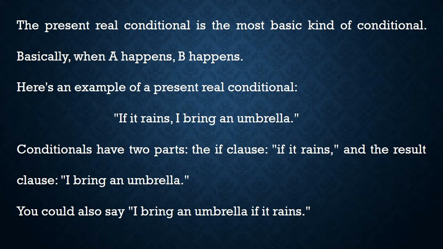Basically, when A happens, B happens. Here is an example of a present real conditional. If it rains, I bring an umbrella. Conditionals have two parts, the if clause, if it rains, and the result clause, I bring an umbrella. You could also say, I bring an umbrella if it rains.